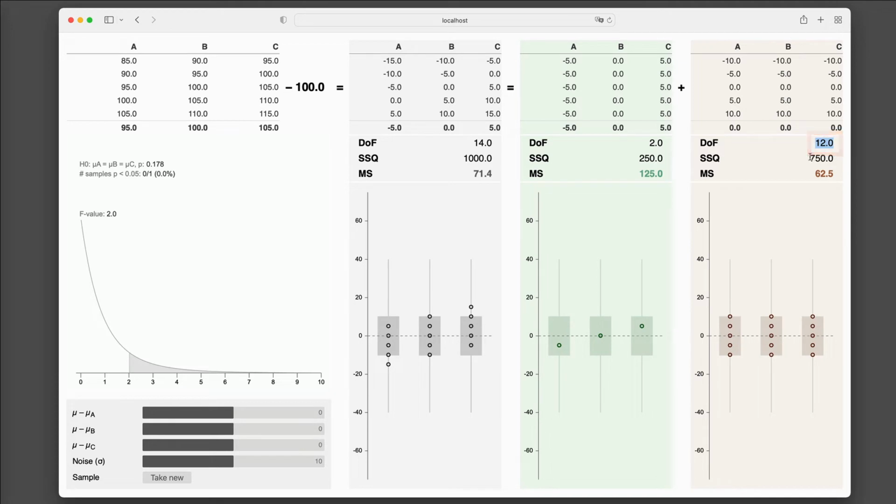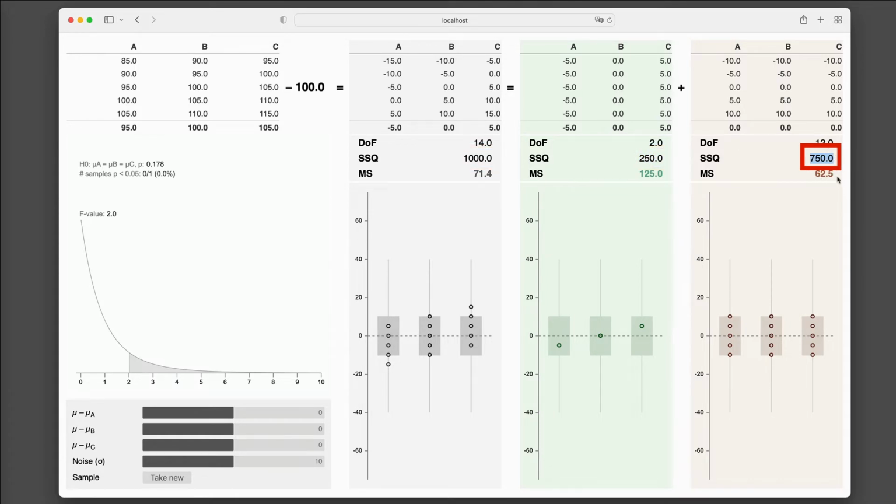And then again, we compute the sum of squared residuals. So we square every value here and take a sum. And that gives us 750, right? And then you can see already that 750, the sum of squared values in residuals, plus 250, the sum of squared values in the systematic part, gives you 1000. It's the total sum of squared values, right? So this is total, and then we split it into two parts. This is the systematic part, and this is the residuals.